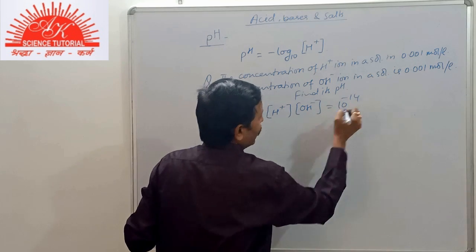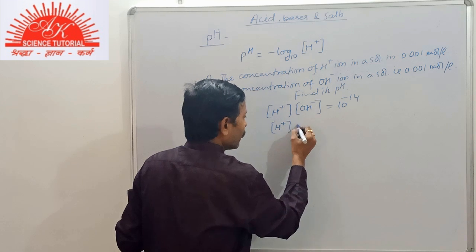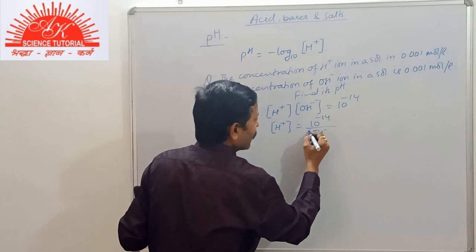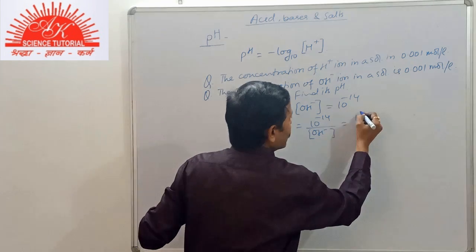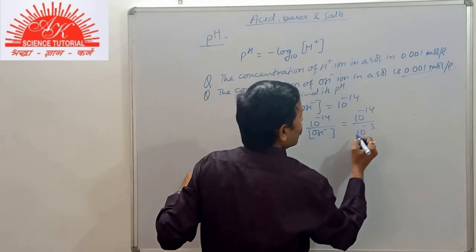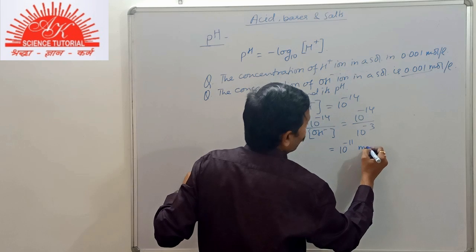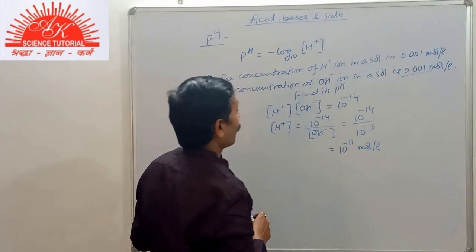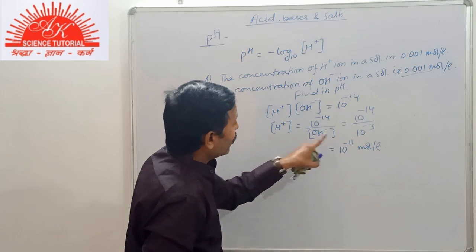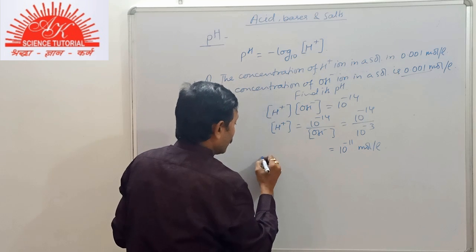10 to the minus 14. So H plus ion concentration is equal to 10 to the minus 14 by OH minus ion concentration. That is 10 to the minus 14 by 10 to the power minus 3. Hence, it is 10 to the minus 11 mole per liter. And then you have found it out clearly. You can directly write its pH is 11, or you can go through the formula.